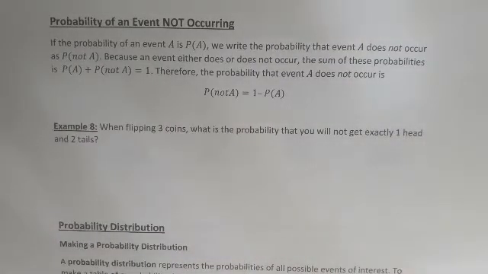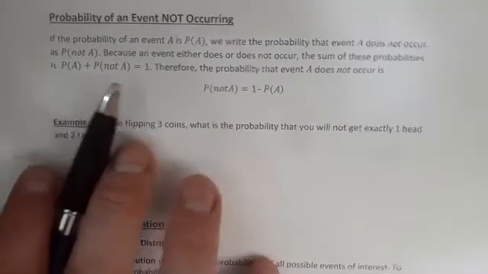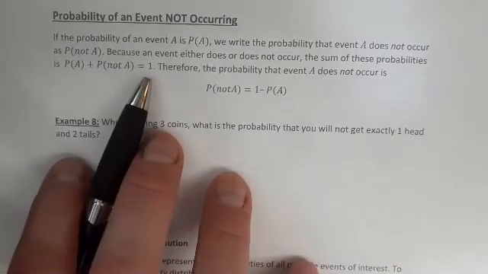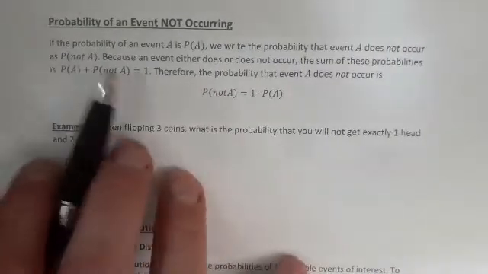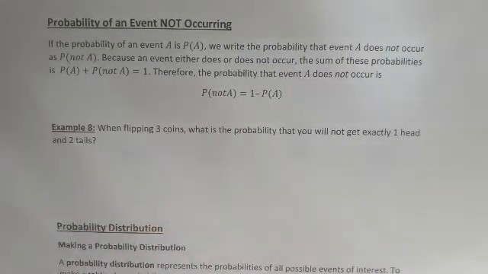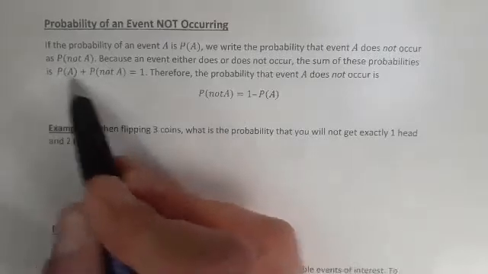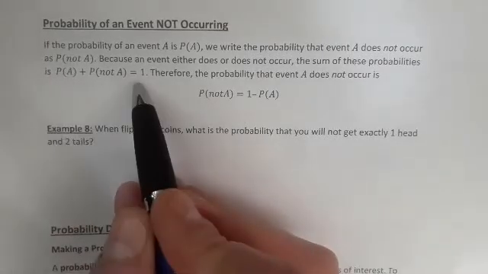This goes back to that logic thing. It is either A or not A, right? Because an event either does or does not occur, the sum of the probabilities, if we think about everything, every possible outcome, should sum to 1. Something should happen, right? And if we think about everything, every possible outcome should sum to 1.